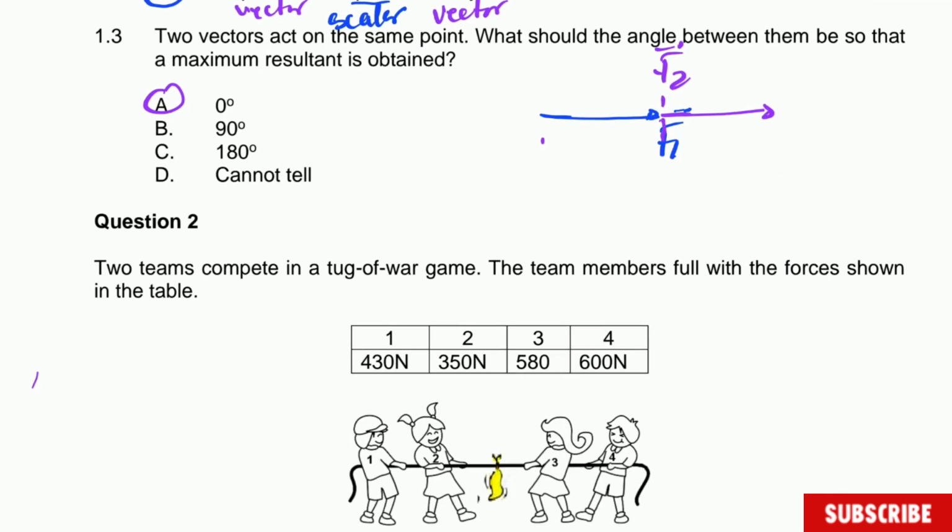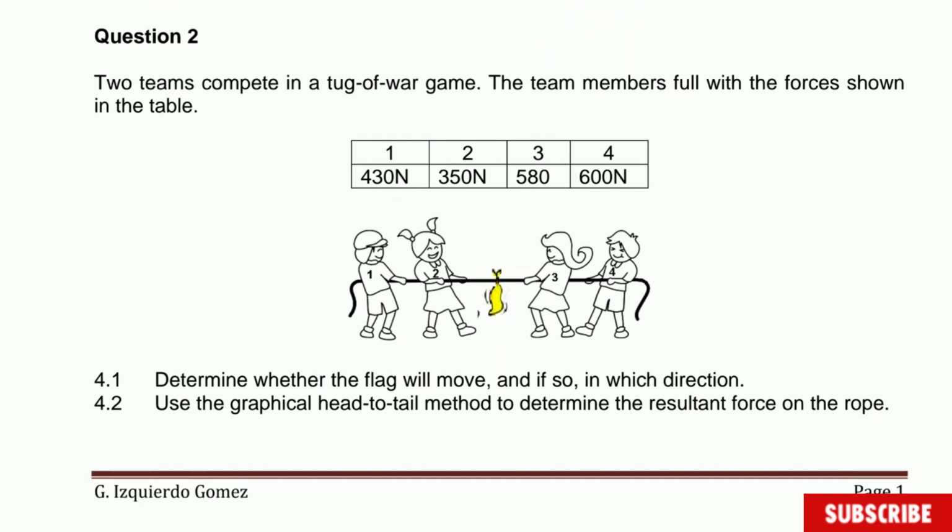And then question 2, guys, is another vector addition, graphical vector addition, but in this case they ask you to determine whether the flag will move, and if so, in which direction. This one can be done using algebraic addition, and then you can do the graphical head-to-tail method. So we're going to do the algebraic addition, and the head-to-tail we'll mark next time. I'll give you time to try and do it by yourself.